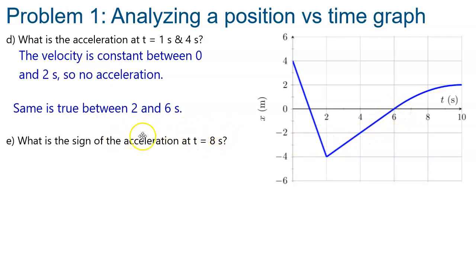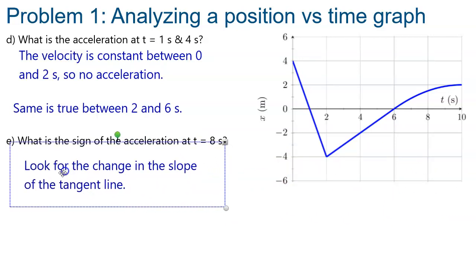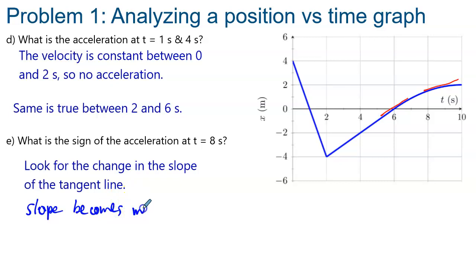At 8 seconds, however, we do have an acceleration because the slope of the tangent line keeps changing. And to find the sign of the acceleration, you have two options. You can look for the change in slope of the tangent line. Here, you can see that if we draw a tangent line at 2 different points, we could have one tangent line like this, and then a little bit later it will look like that. So you can see that the tangent line gets more negative. It was fairly positive at the beginning and it will go towards 0. So the slope becomes more negative, which means that the acceleration has to be negative.